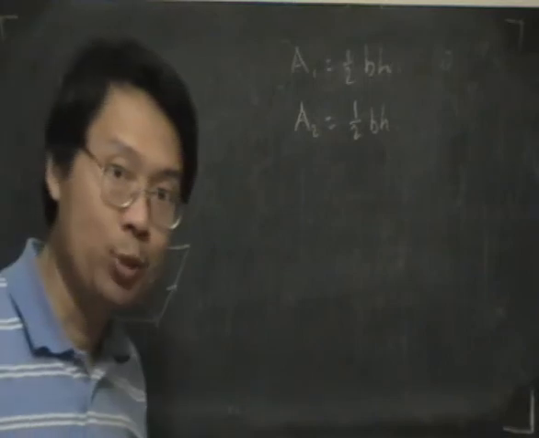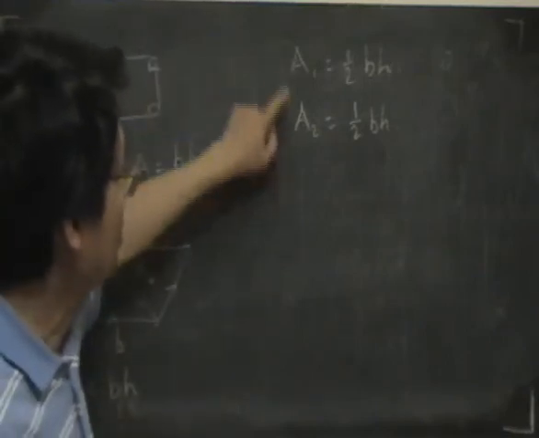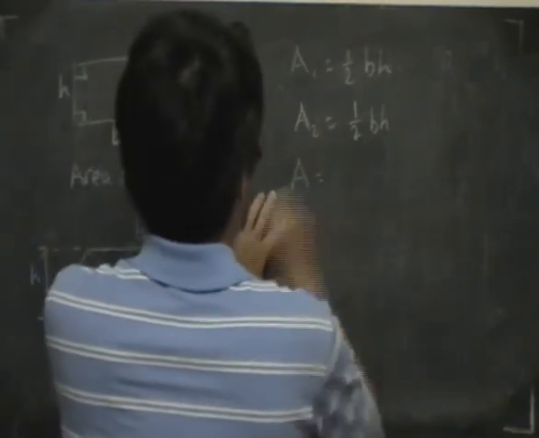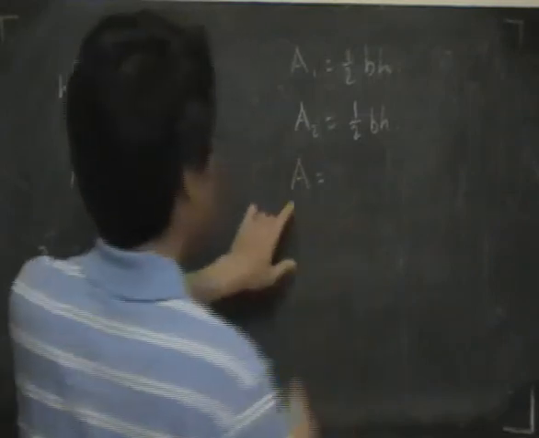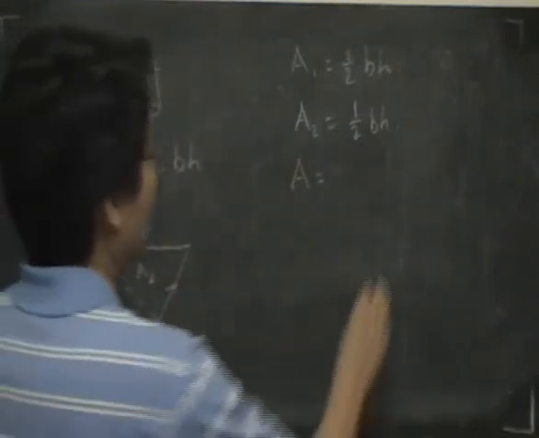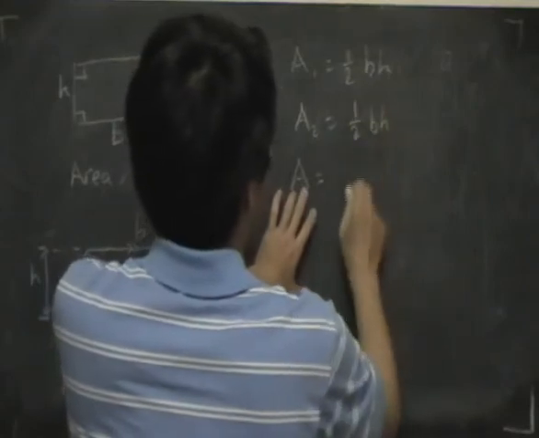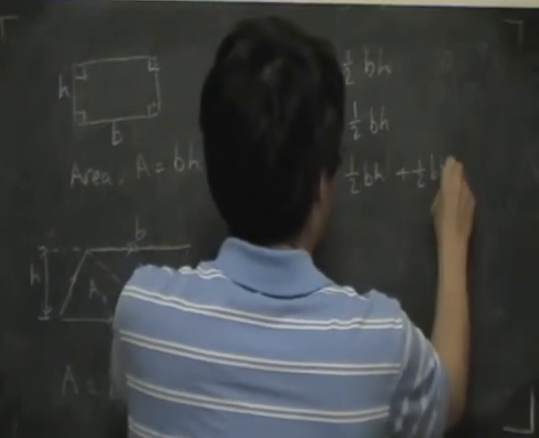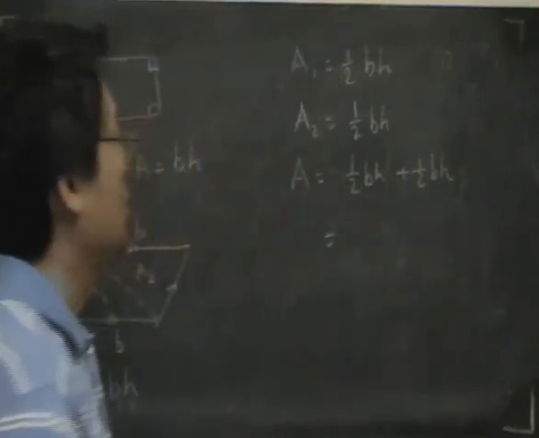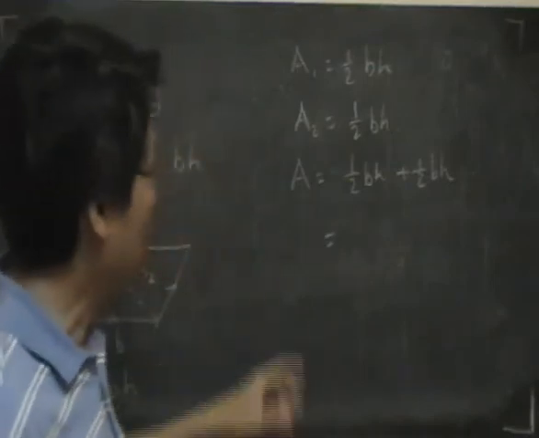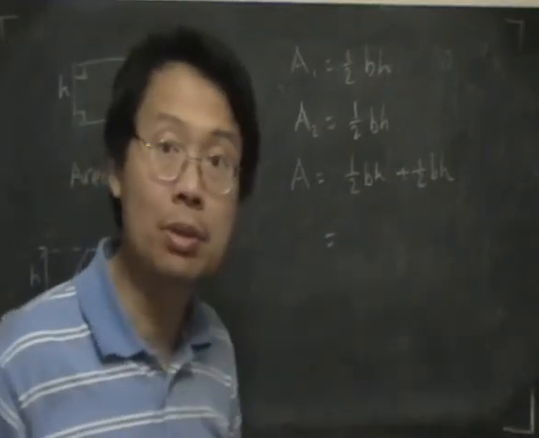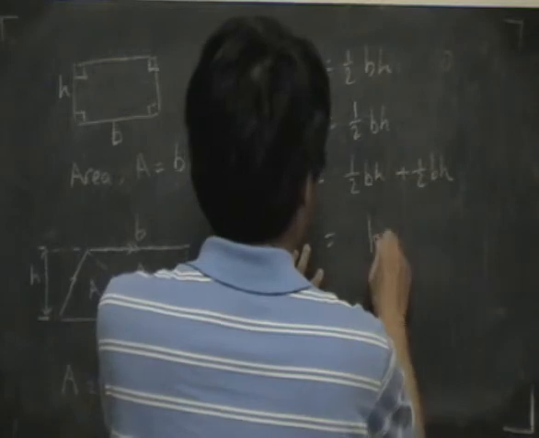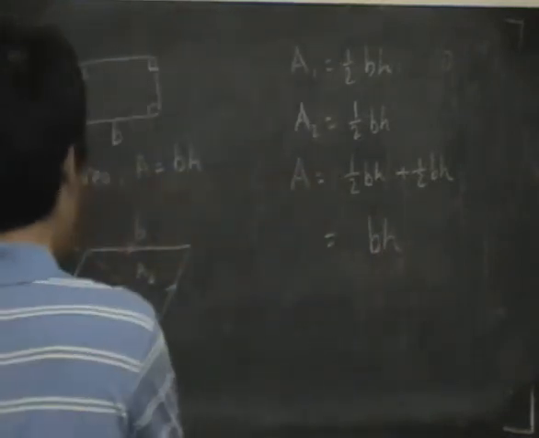And we can get the total by adding A1 and A2, adding the areas of the triangles. If we add A1 and A2, we get the total area A. On the right side, if I add half bh and half bh, okay, this is algebra. It's like adding half an apple to half an apple. We get one whole apple. So half bh plus half bh is 1 bh, which is that formula there.